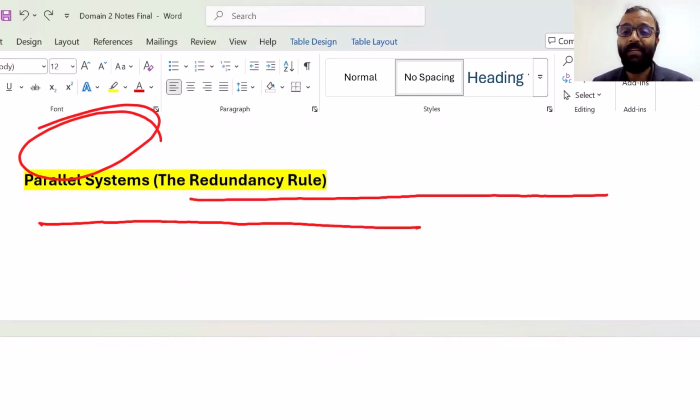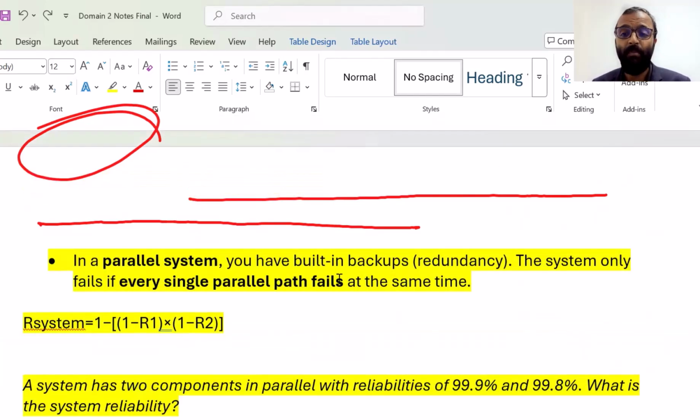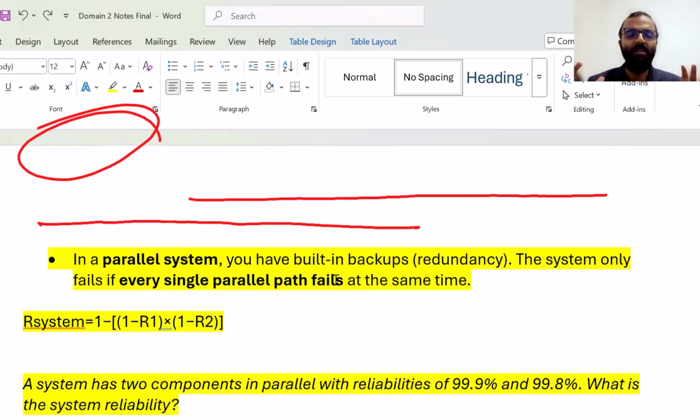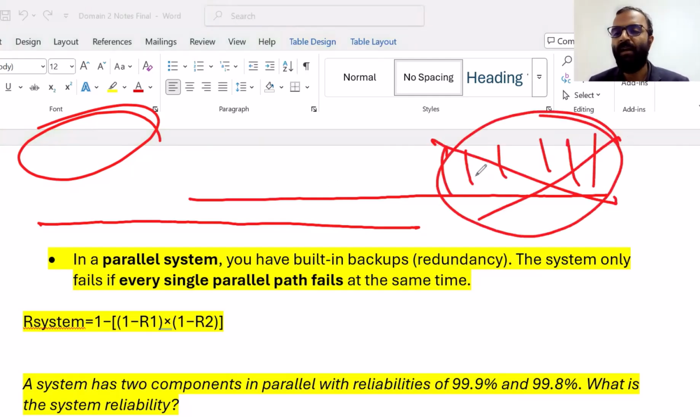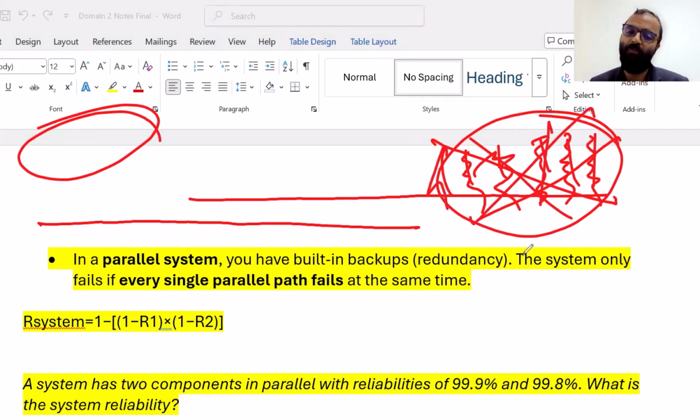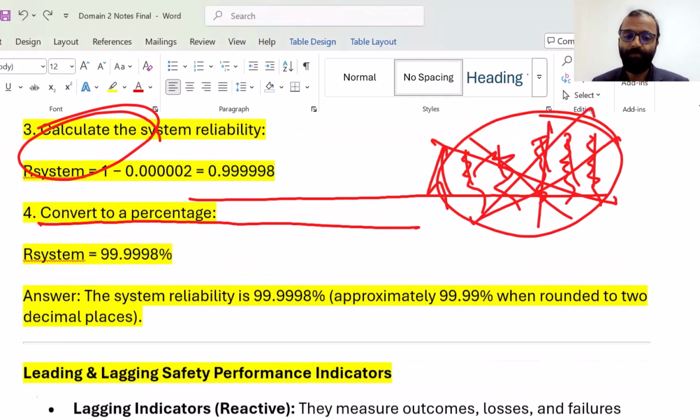Now, a parallel system is the redundancy rule. In a parallel system, you have a backup every time. Just imagine the operation theater. The system only fails if every single parallel path fails. If all 5 components fail, only then will the system fail. If one component fails, no problem. 2 components fail, no problem. 3 components fail, no problem. 4th component fails, no problem. 5th component fails, no problem. And if the 6th component fails, then the whole system will fail. That is why we use parallel components for emergencies and all.